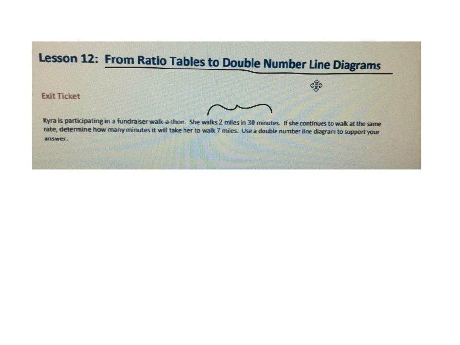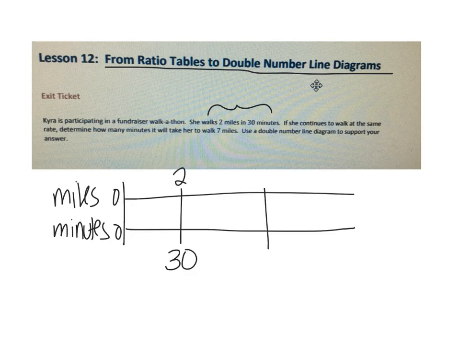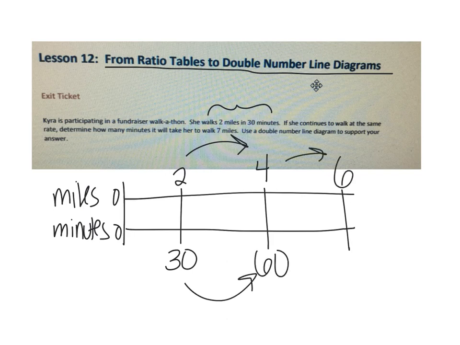If she continues to walk at the same rate, determine how many minutes it will take her to walk 7 miles. Use a double number line diagram to support your answer. So I've set up my double number line, and I notice in the miles I'm going to count by 2s, and in the minutes I'm going to count by 30. So every time I add a 2, I have to add 30. So I add a 2, then I add 30.